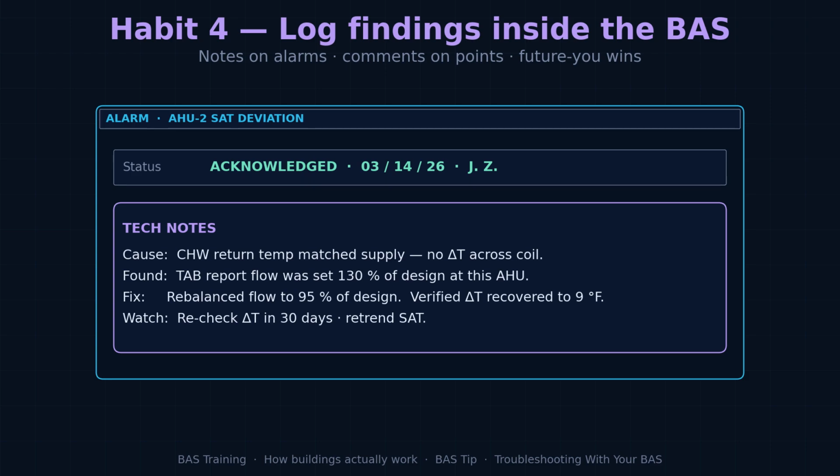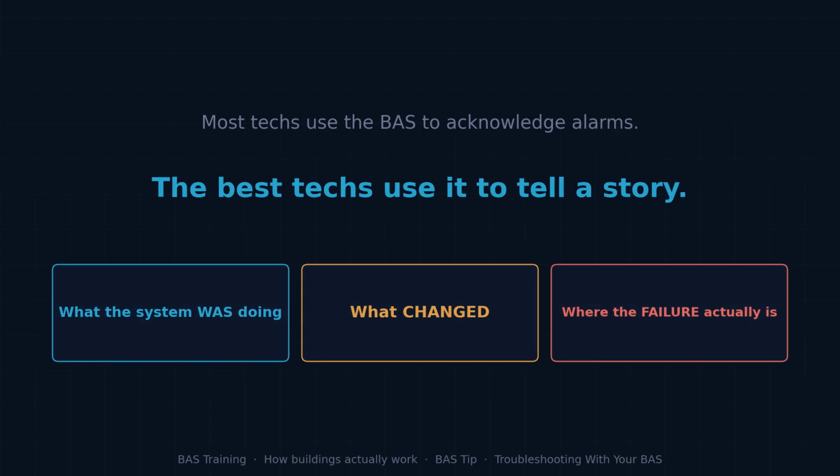The BAS is the most underused troubleshooting tool in the building. Most people use it to set schedules and acknowledge alarms. The best technicians use it to tell a story, what the system was doing, what changed, and exactly where the failure is.